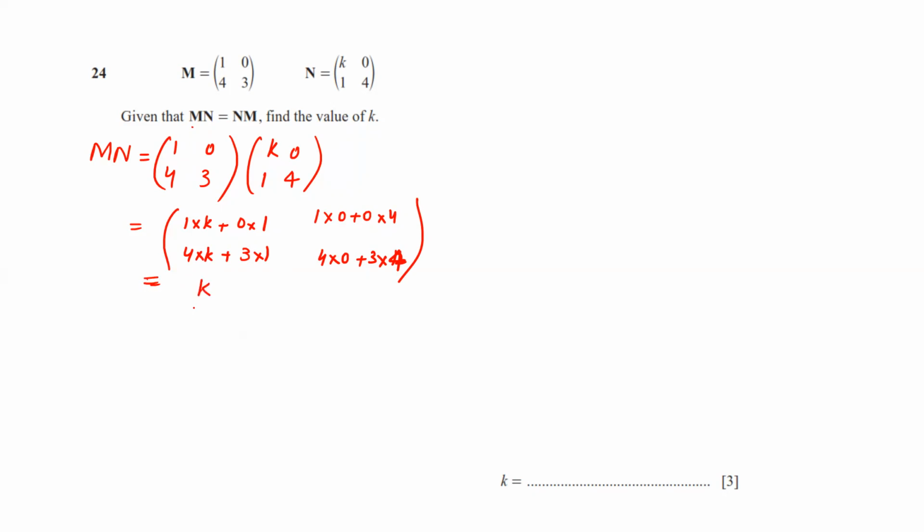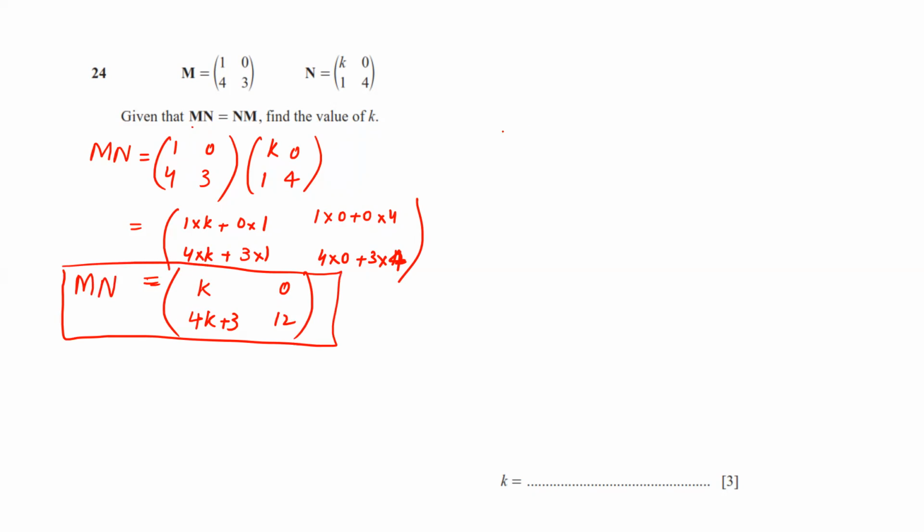So this comes out to be k, 0, 4k plus 3, 12. So this is my M cross N matrix. Then I have to multiply N cross M.